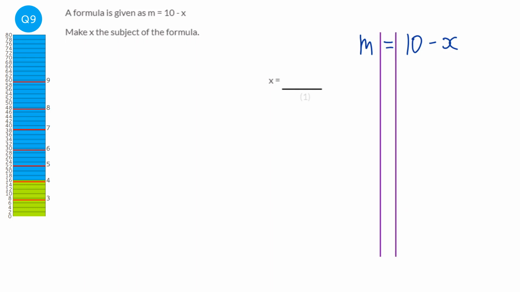Okay, so the first thing I'm going to do is try and make the x positive, because we're looking to make x the subject of the formula, which means we need it to be x equals. So what I'm going to do is just add x both sides. So we've got x plus m equals 10. Then we want to get rid of anything on the left-hand side that's not this x. So we want to get rid of this plus m. So we're going to do that by subtracting m both sides. So we've got x equals 10 minus m. So our answer is x equals 10 minus m.